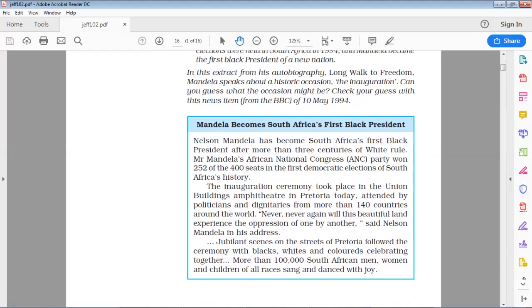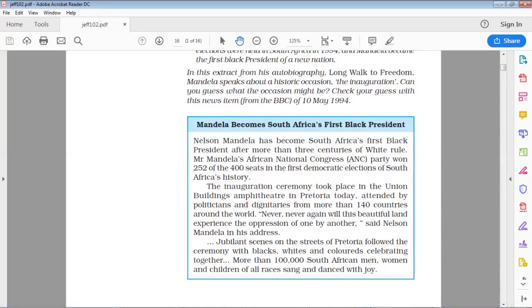What is written here: Nelson Mandela has become South Africa's first black president after more than 3 centuries of white rule. 3 centuries means 300 years continuously white people ruled over South Africa, and after that they got freedom. Mr. Mandela's African National Congress party won 252 of the 400 seats in the first democratic elections of South Africa's history. It was a history made in Africa.